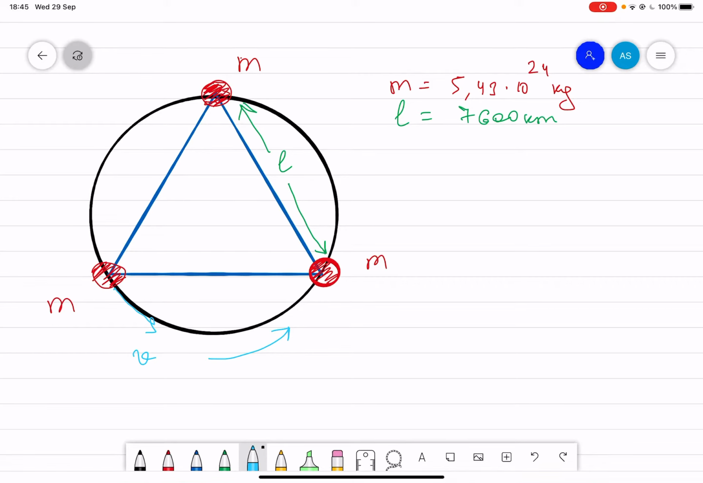Here we have 3 rotating stars. They have a mass allocated at the vertices of an equilateral triangle with side of 7,600 km. At what speed must they move if they all revolve under the influence of one another's gravitational force in a circular orbit circumscribing the triangle while still preserving the equilateral triangle?